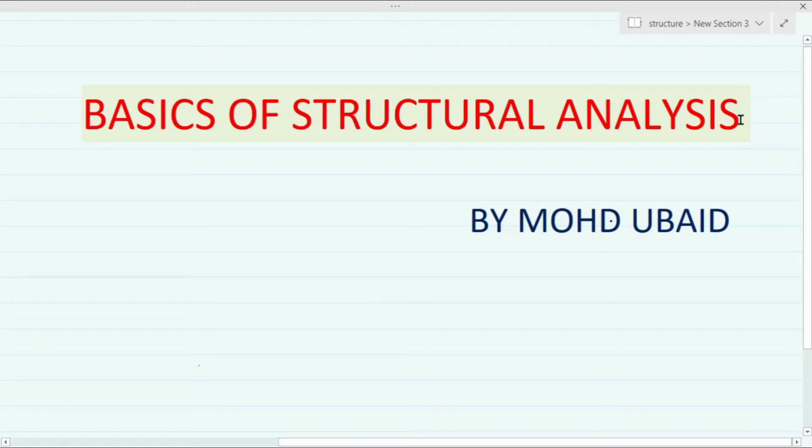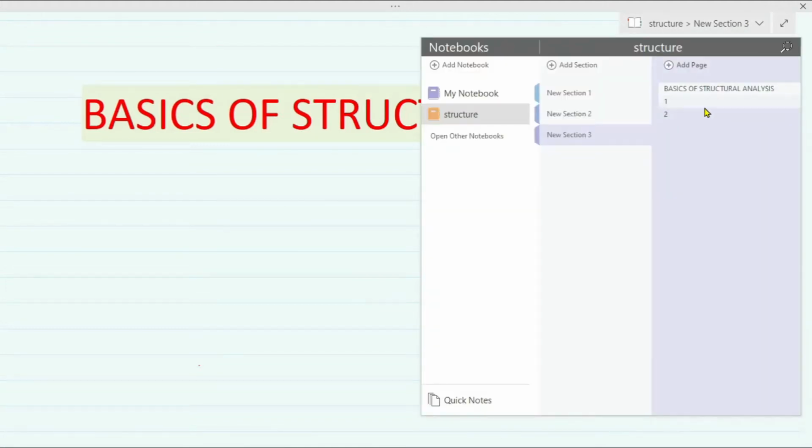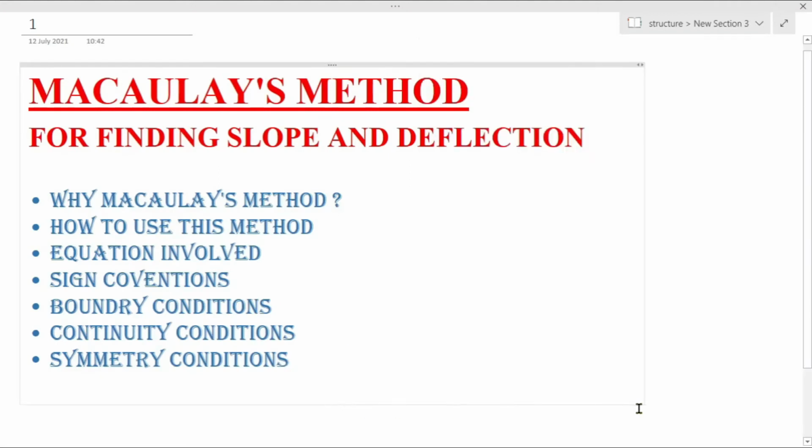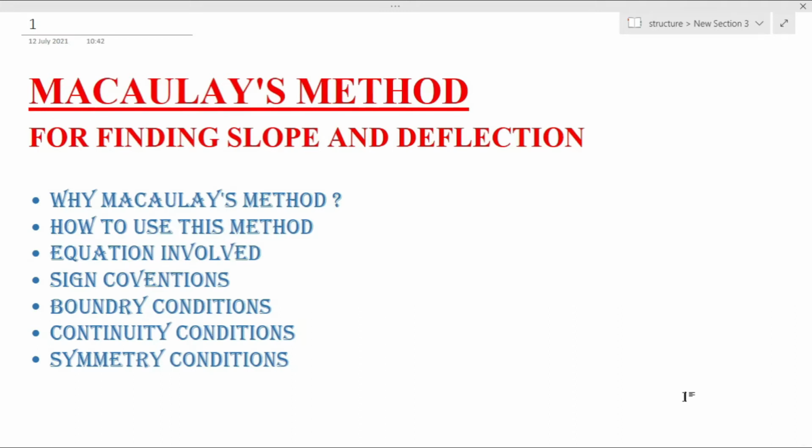And in this video we are going to start a new topic, which is Macaulay's method for finding slope and deflection. We are going to learn why we need Macaulay's method, because we have already learned different types of methods, particularly the double integration method, and we will learn how to use this method, what are the equations involved, and the sign convention. In the end of this video we will learn what are boundary conditions, continuity conditions and symmetry conditions as well. So let's get started with the video without any further delay.